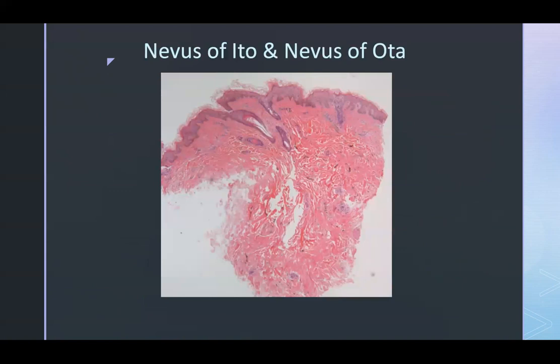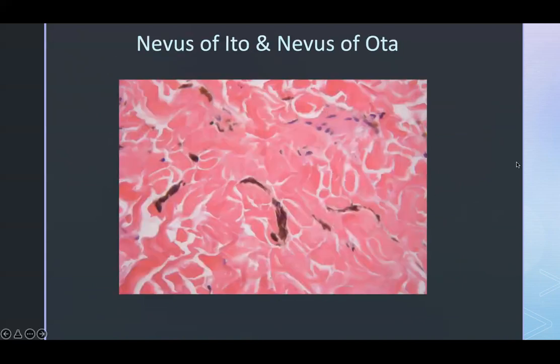So Nevus of Ito and Nevus of Ota, very unremarkable. You see these foci of pigmented spindled melanocytes in the dermis. Again, on higher power, you see those spindled melanocytes, the dendritic melanocytes. The collagen background is pretty unremarkable.